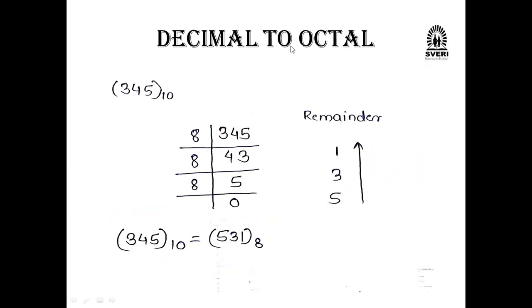पहले डेसिमल टू बाइनरी किया था. बाइनरी को क्या किया था? 2 से डिवाइडिंग सिस्टम किया था हमने. अभी ऑक्टल मींस कितना है? कितने नंबर्स रहते हैं ऑक्टल में? 8 नंबर्स रहते हैं.